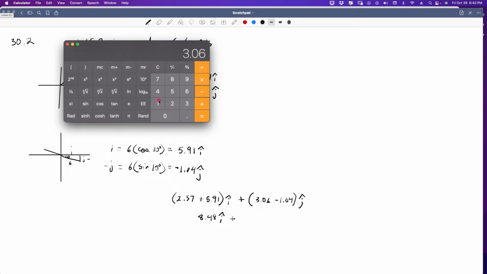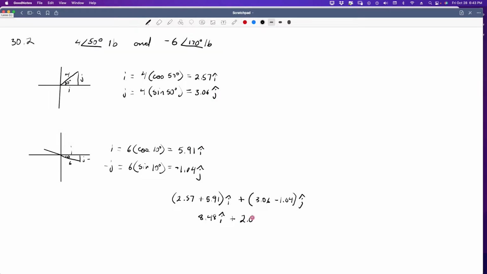3.06 minus 1.04 is 2.2, 2.02 for the j term. All right, so that is our resultant of combining the two together. Now we can write it in polar form if we desire.